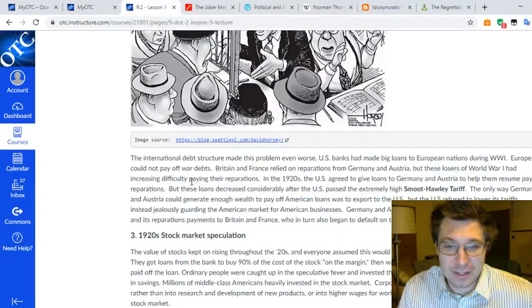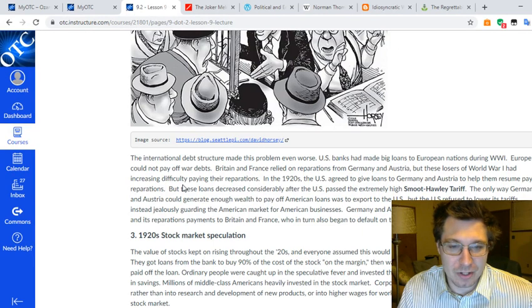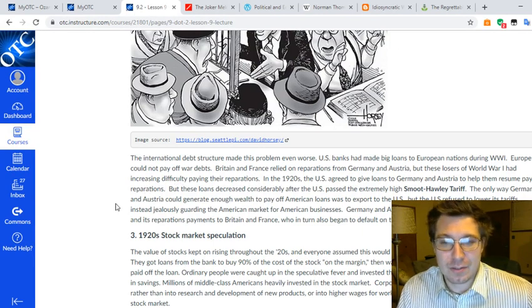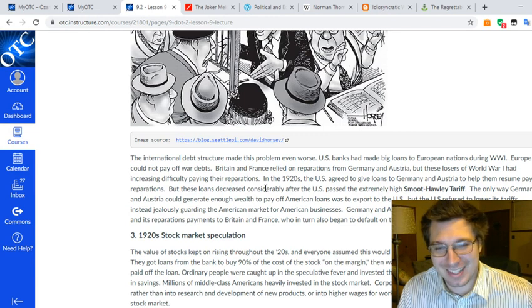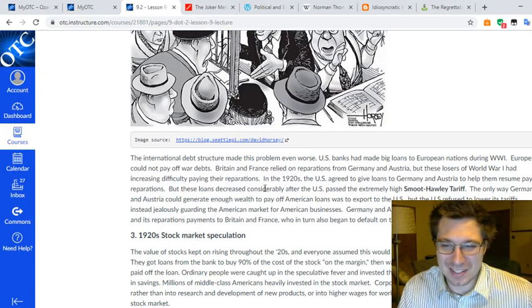In the 1920s, the U.S. agreed to give loans to Germany and Austria to help them resume paying reparations, but these loans decreased considerably after the U.S. passed the extremely high Smoot-Hawley tariff. And the reason is the only way Germany and Austria could generate enough wealth to pay off American loans was to export to the U.S. But the U.S. refused to lower its tariffs, instead jealously guarding the American market for American businesses.